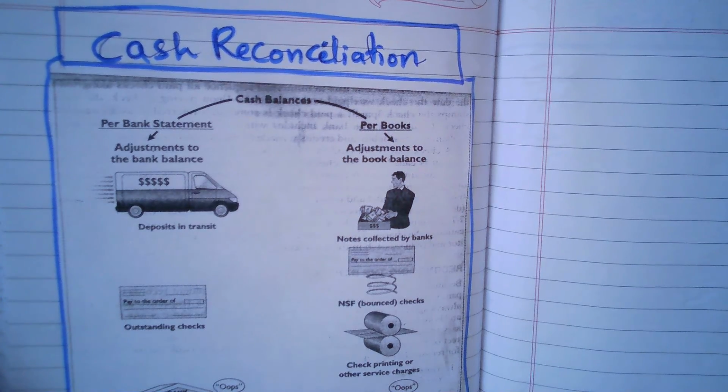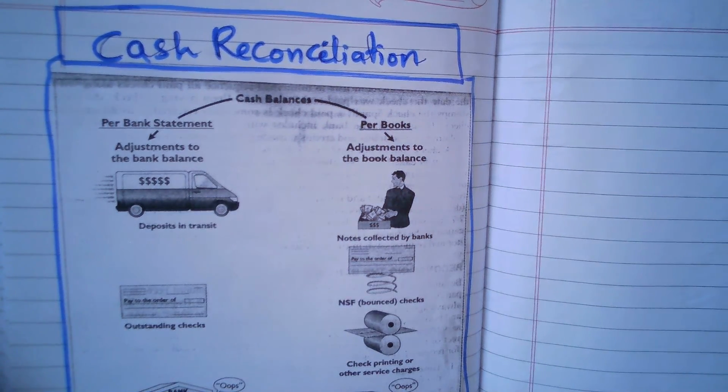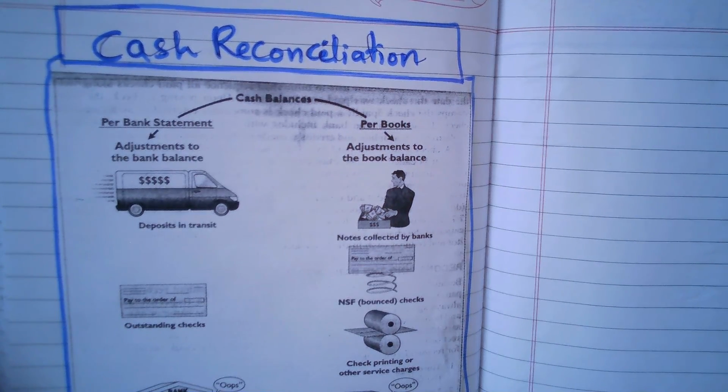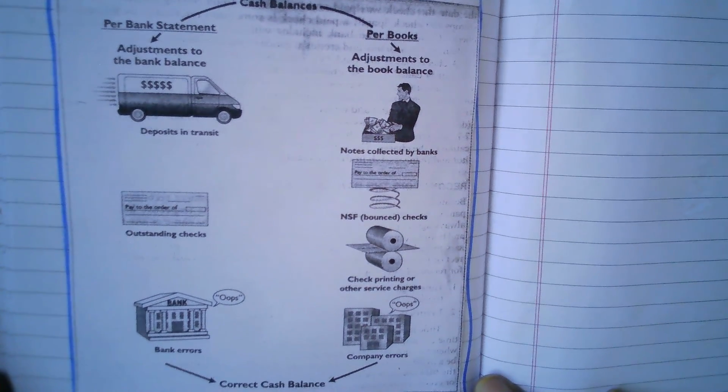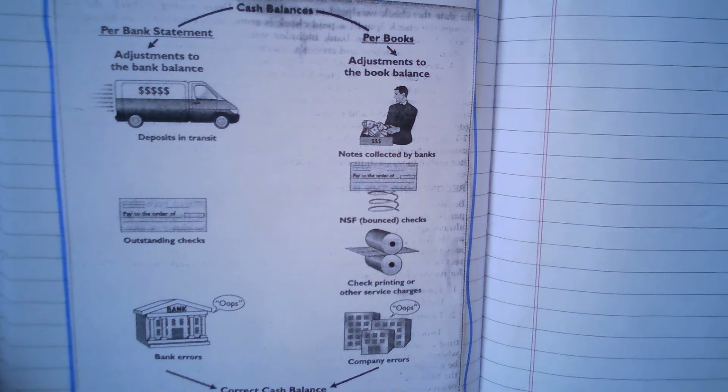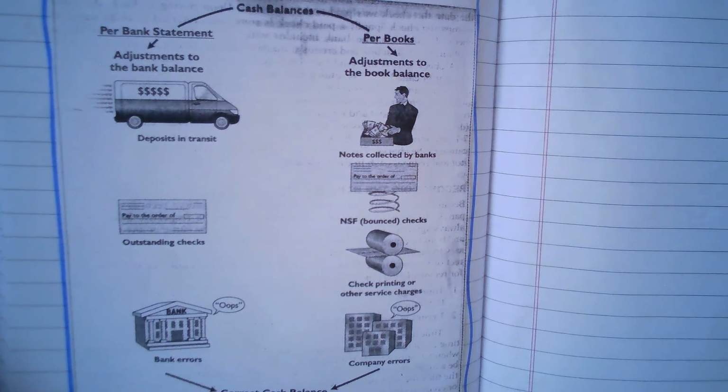This concept of cash reconciliation is usually discussed in the management or financial accounting subject, where you are talking about internal control of the cash. To understand this concept, the diagram which I have taken from the textbook will be very useful. If you are joining this playlist, please go through the earlier videos.